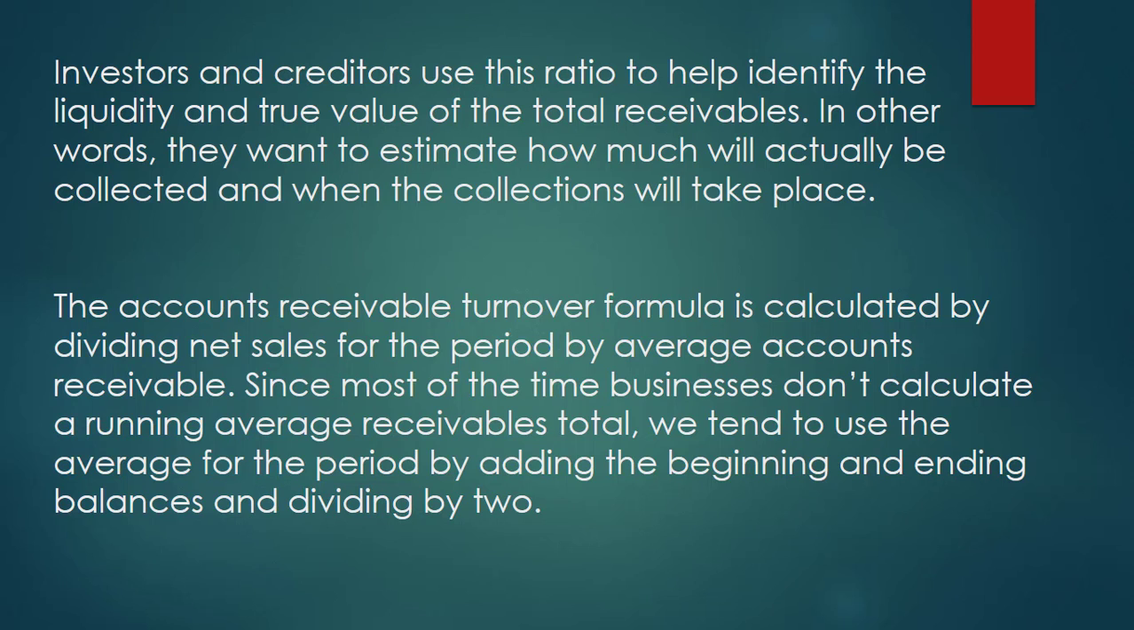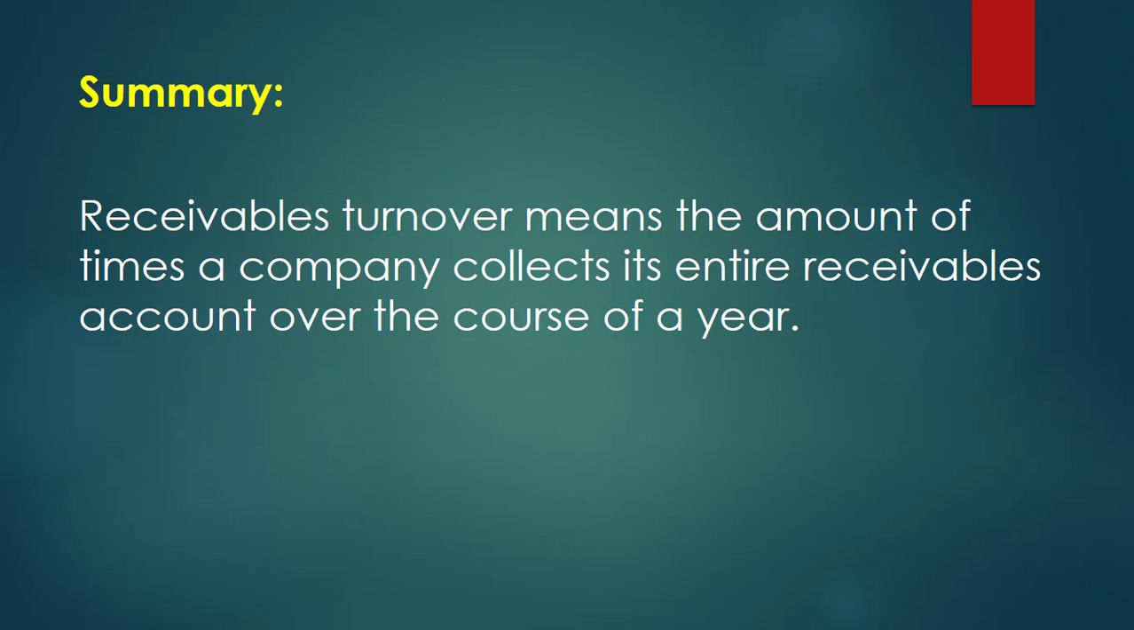The accounts receivable turnover formula is calculated by dividing net sales for the period by average accounts receivable. Since most of the time businesses don't calculate a running average receivables total, we tend to use the average for the period by adding the beginning and ending balances and dividing by 2. So if we summarize the whole thing, we can say receivable turnover means the number of times a company collects its entire receivables account over the course of a year.